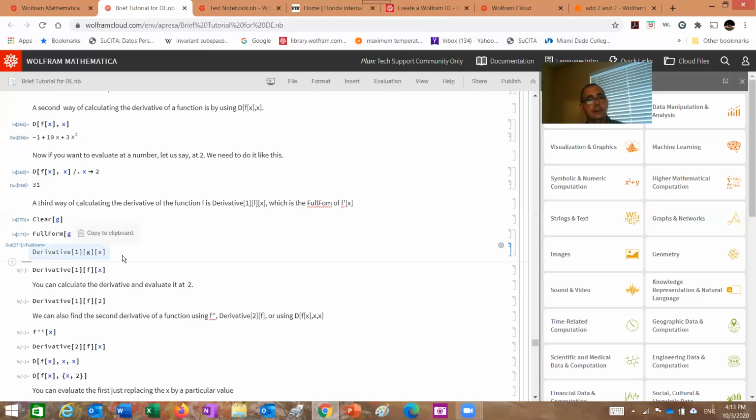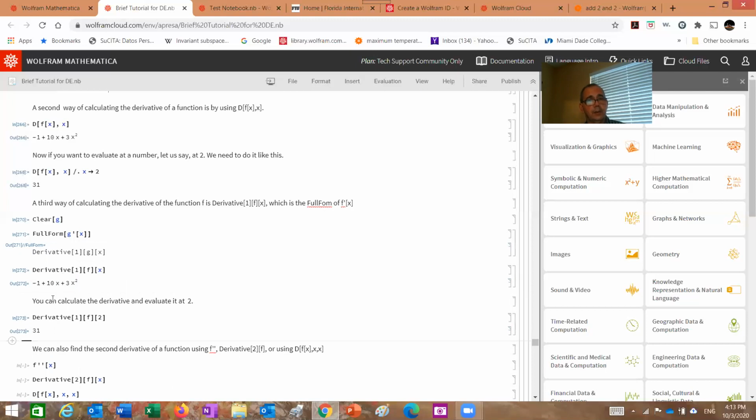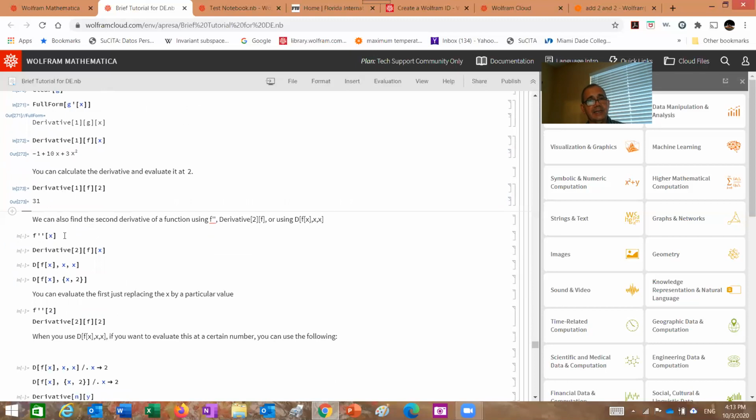And then for our function f, what is going to be the first derivative of f with respect to x? When you press enter, you get that expression. Now you can evaluate at any other number, replacing the x by any other number. This is a good thing about using this formula. You get the value. Now you can also find, let's say, the second derivative using the f double prime at x.